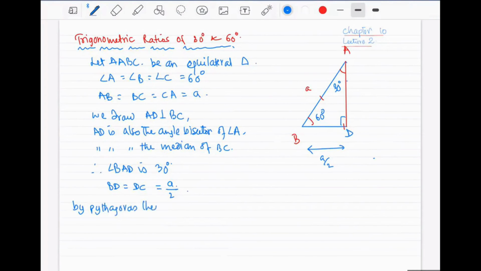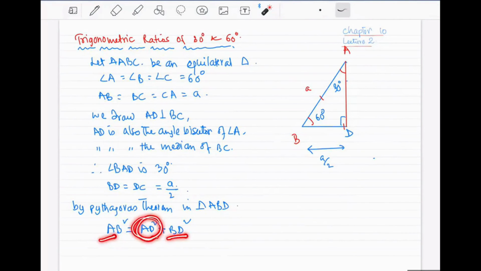By Pythagoras theorem, in which triangle? In triangle ABD. Which one is the hypotenuse? This is the hypotenuse, right? AB square is equal to AD square plus BD square. We know AB, we know BD, but we don't know AD. So we have to find this out. Take this to the other side. AB square minus BD square is equal to AD square.